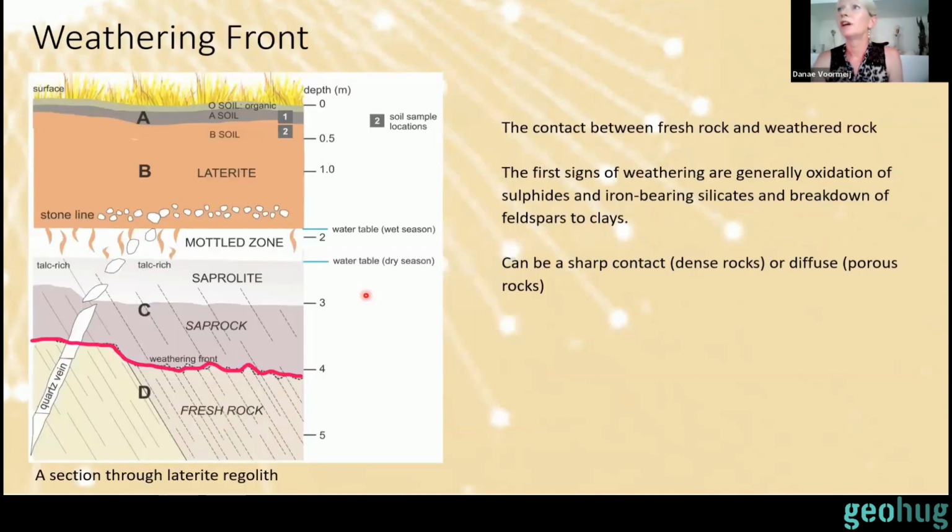And then we reach the weathering front. See, we went through all of those layers now. And then we reach the weathering front, and it's the contact between the fresh rock and the weathered rock. And that contact can be really sharp, like in a basalt, or diffuse, like in a sedimentary rock or sandstone.